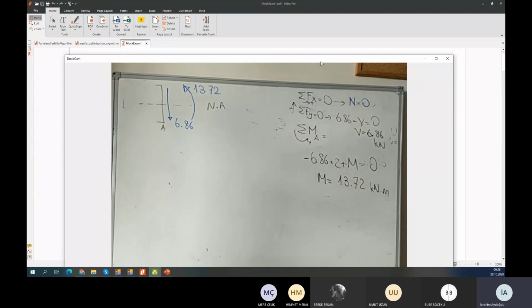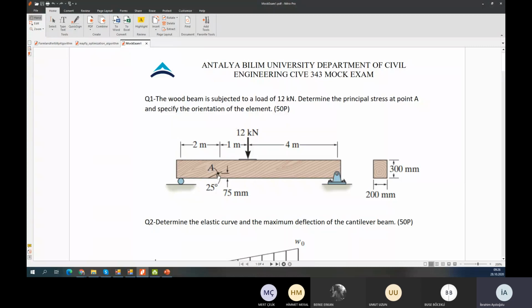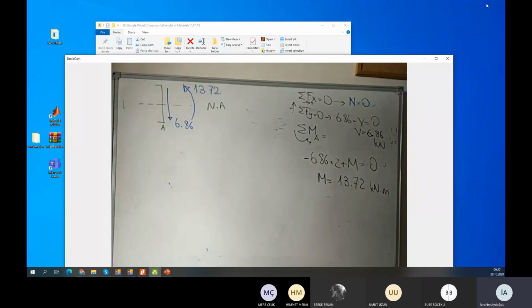So the first step is finished. Let's continue with the next step. First of all, I want to find the location of A. You can see the location of A is 75 millimeter above the bottom line. Its drawing is better. Sometimes I can produce sentences to define the location of A.